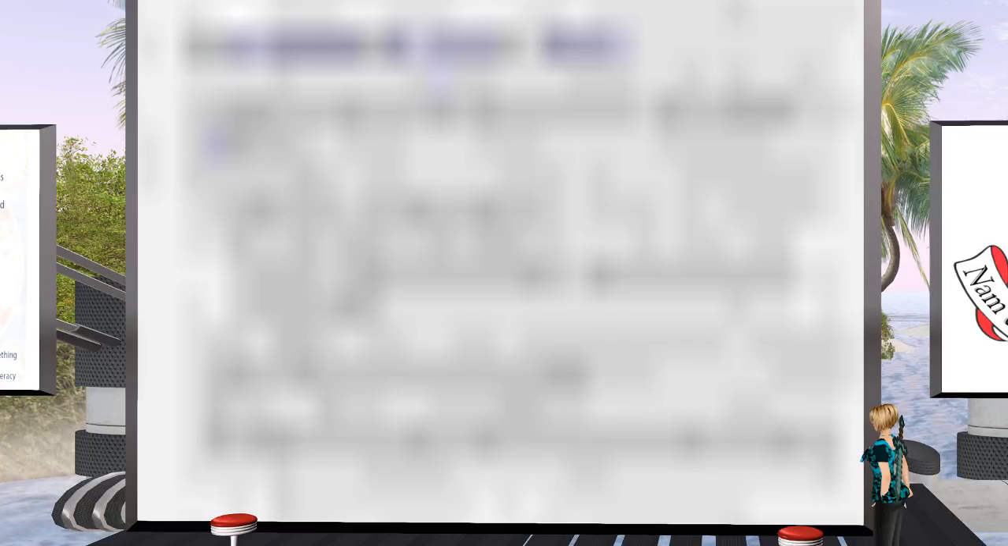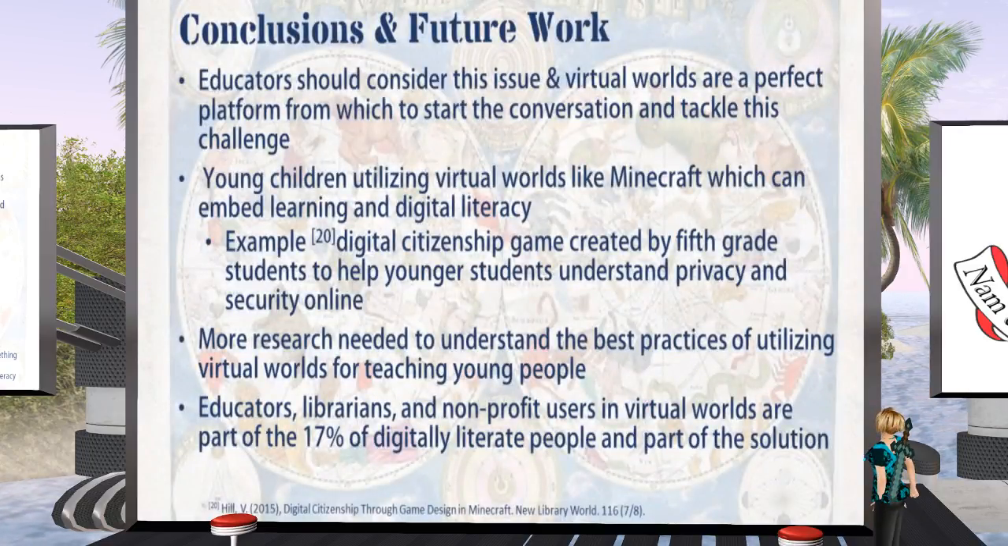While we also encourage educators outside of virtual worlds to consider this issue, virtual worlds are a perfect platform from which to start the conversation and tackle this challenge. Young children are already utilizing virtual worlds like Minecraft, which can embed learning and digital literacy. More research is needed to understand the best practices of utilizing virtual worlds for teaching young people, however. But we believe that the majority of the educators, librarians, and nonprofit users in virtual worlds are part of that 17% of digitally literate people and part of the solution.